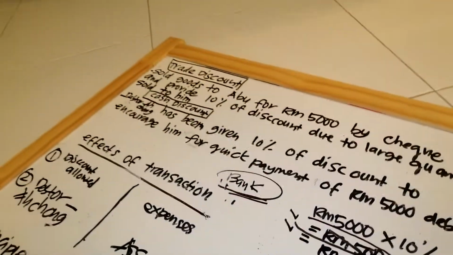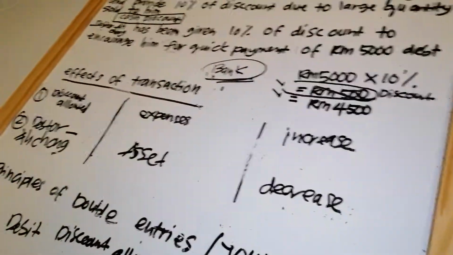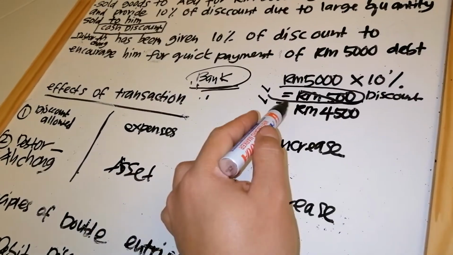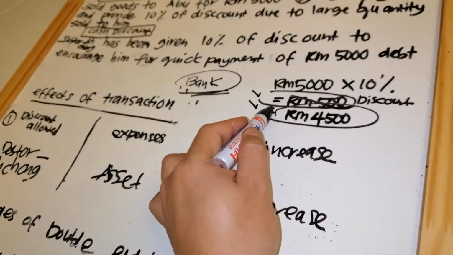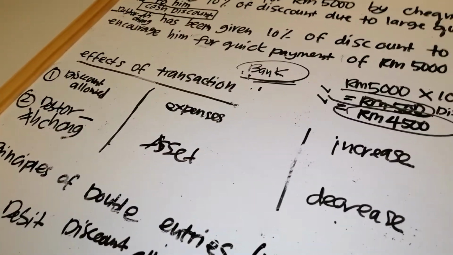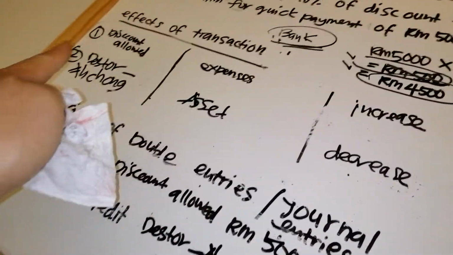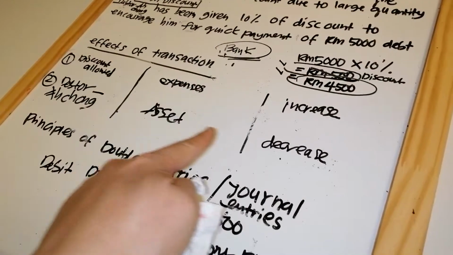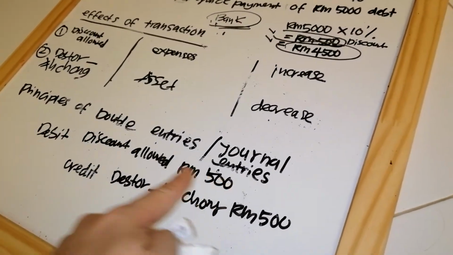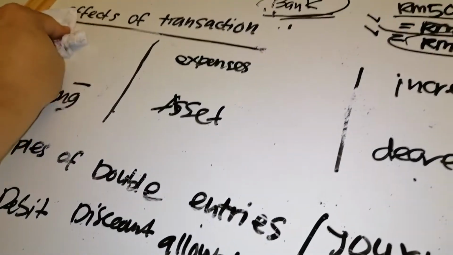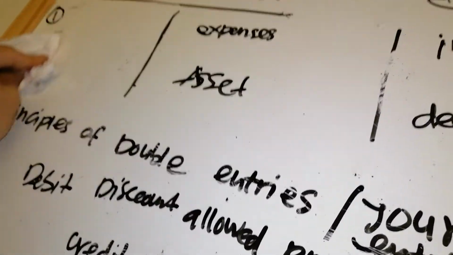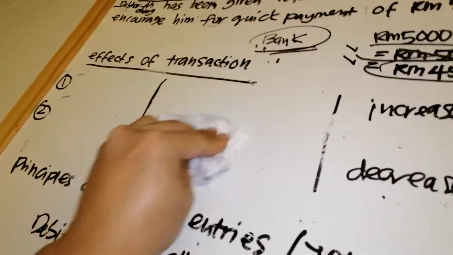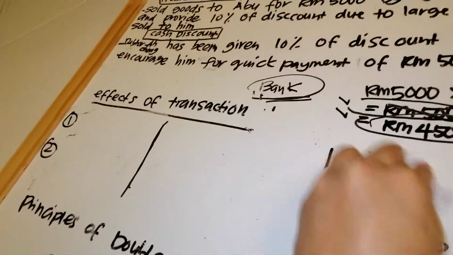Okay, so we have a second effect of the transaction. For the 4,500, it also must be recorded. So this one you already have the answer, for the discount earlier, this one. Discount allowed and debtor. So I need to clear this one. My whiteboard is very small. I didn't have time to buy a big whiteboard.